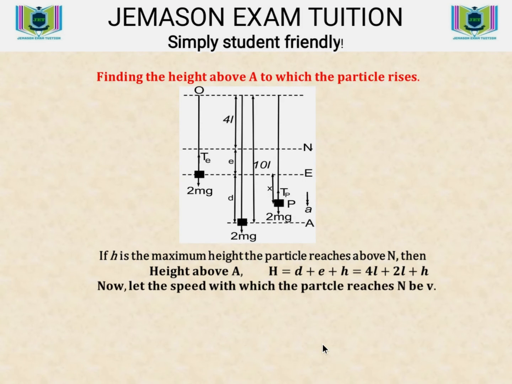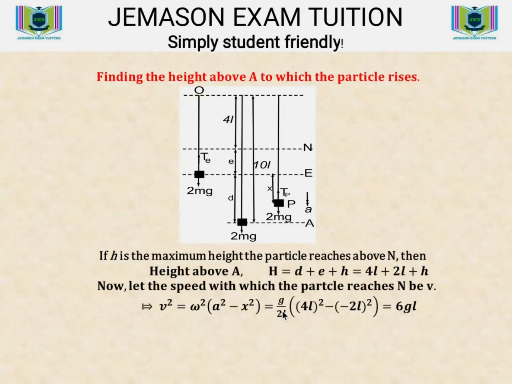In order to calculate h, we need to first find the speed of the particle as it reaches N, which would now serve as the initial speed with which the particle will begin to ascend above N into the air. And to calculate v, we make use of the equation v squared equals omega squared into a squared minus x squared, where v is the linear speed of the particle, omega is the angular speed, a is the amplitude, and x is the displacement from the equilibrium position.